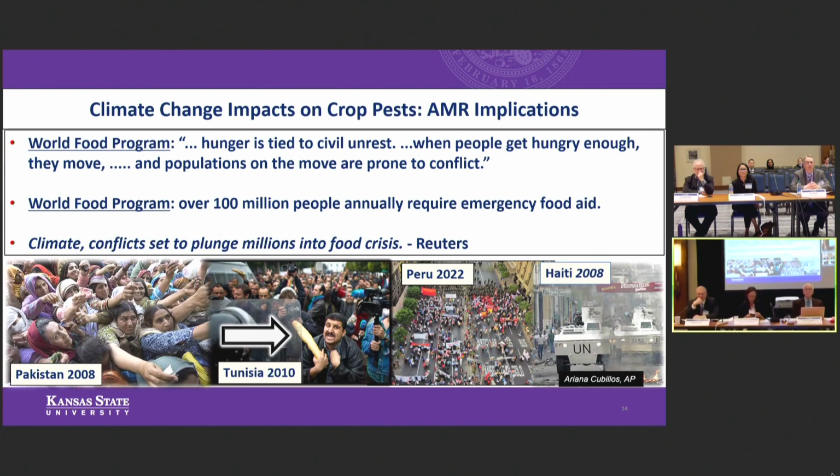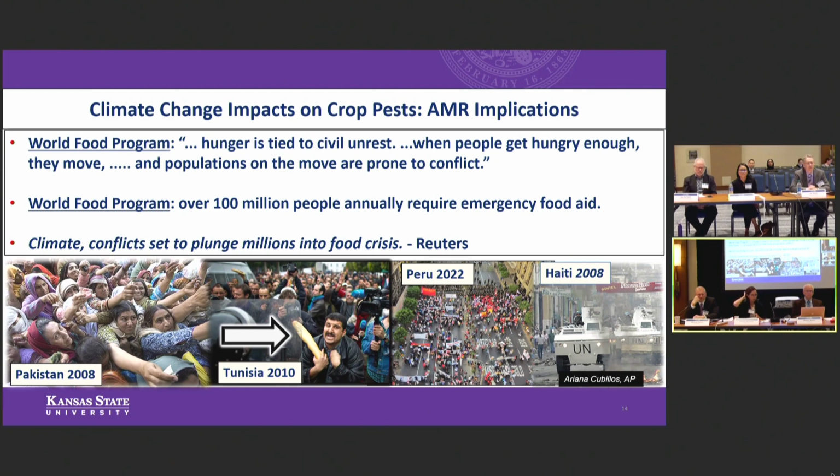The World Food Program says hunger is tied to civil unrest. When people get hungry enough, they move, and populations on the move are prone to conflict. The World Food Program provides emergency food aid to over 100 million people every single year. During the COVID era, it jacked up to almost 200 million people per year. Reuters published a paper, Climate Conflict Set to Plunge Millions into a Food Crisis. Take a look at those lower images.